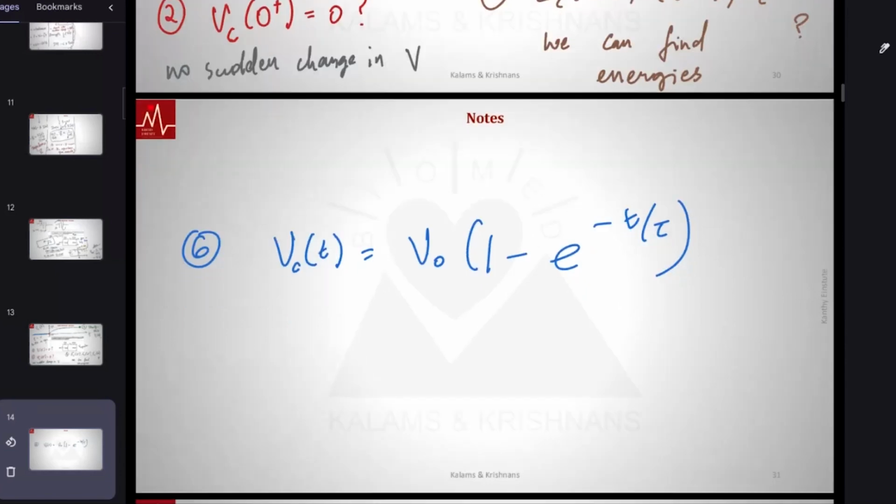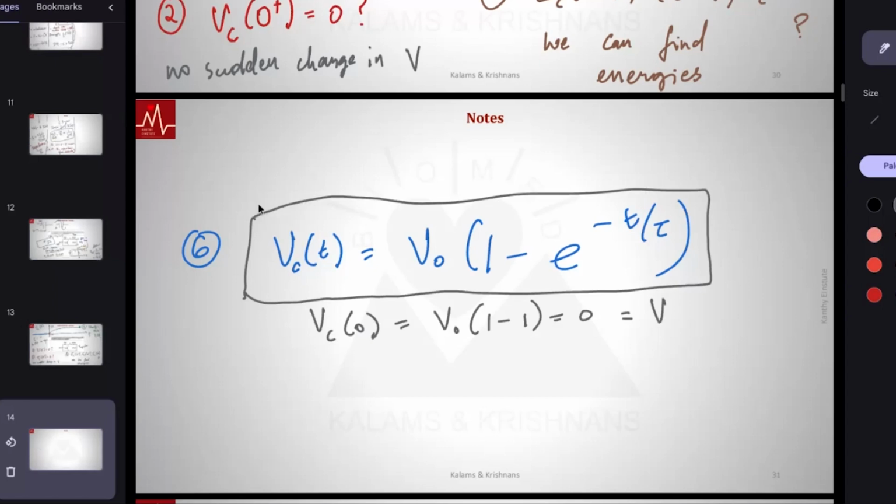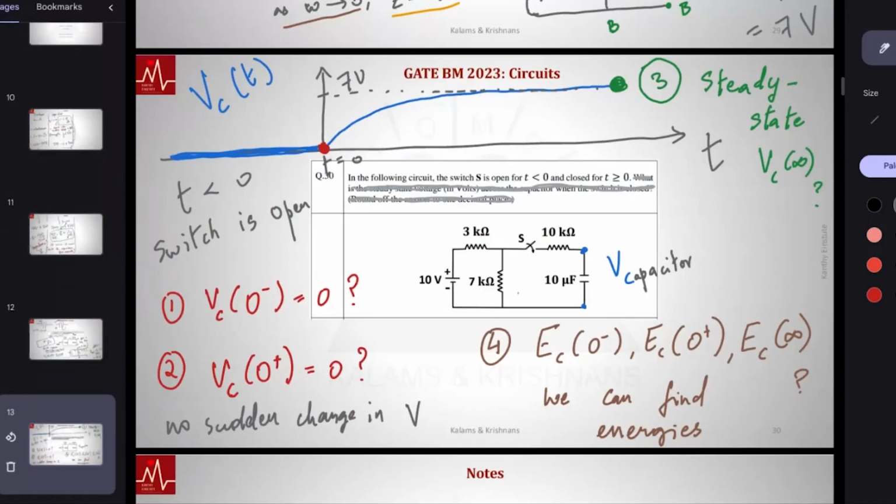At this stage, I can notice two things. VC of 0 is V naught into 1 minus 1. That is 0. And here things are continuous. So at this stage, notice, we know the voltage at any time. Not just at 0 and the steady state. At time 1 second, you know that. Time 5 seconds, you know that. Give me the time, I will plug it into this and find what the voltage is. Or give me the voltage, I can plug it into that and find you the time.